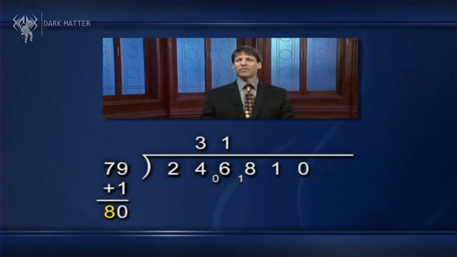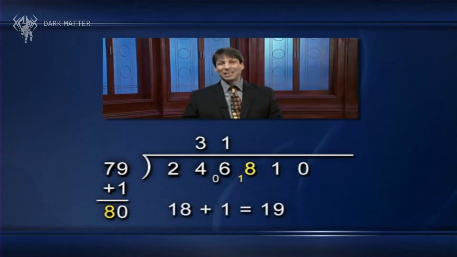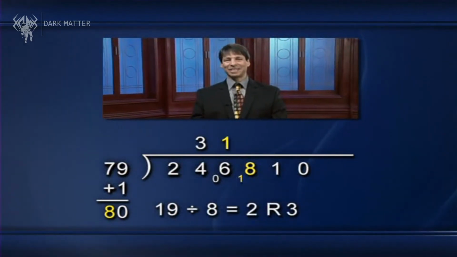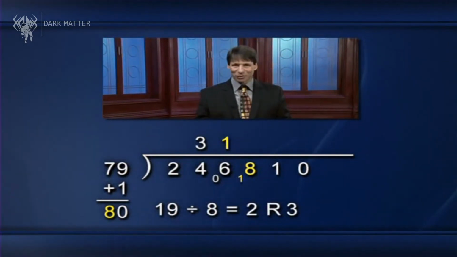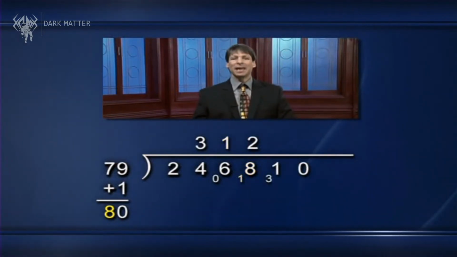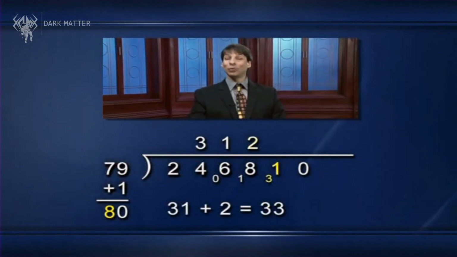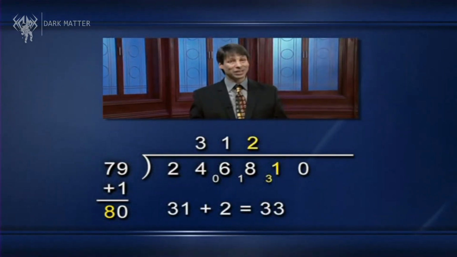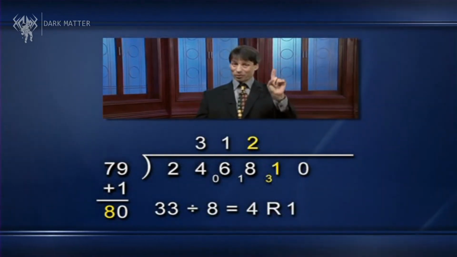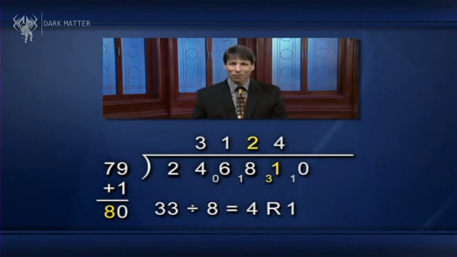Okay, next, what do we divide 8 into? Not 18, but 18 plus 1, 19. Right. 8 goes into 19 twice with a remainder of 3, so the 2 goes up and the 3 goes down. Next, we divide 8 into 31 plus 2. That's 33. How many times does 8 go into 33? 4 times with a remainder of 1. So the 4 goes up, the 1 goes down.